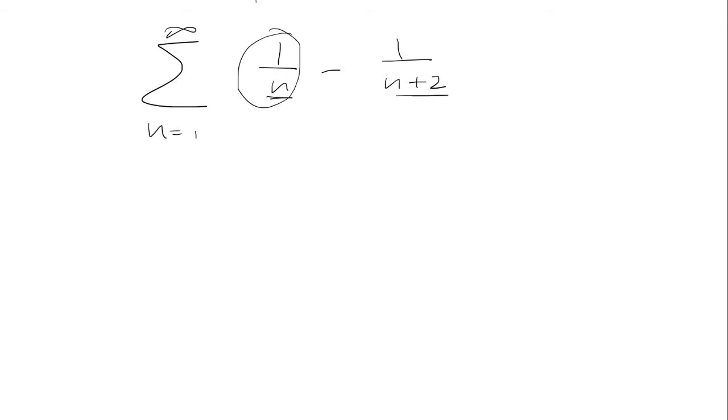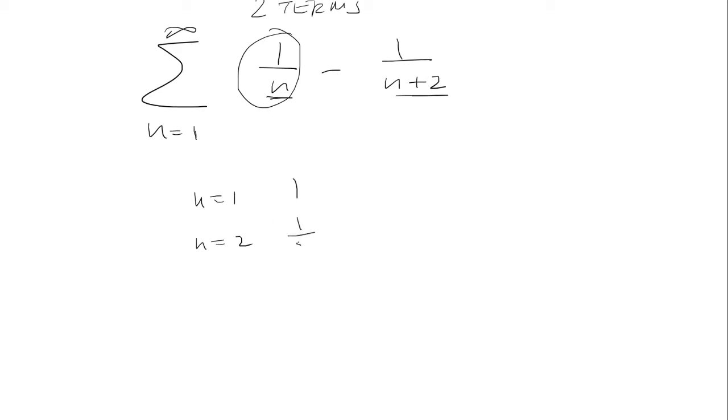The next one, the sum from n equals 1 to infinity, 1 over n minus 1 over n plus 2. This is going to be a telescoping series, and we know that n and n plus 2 are 2 apart. Therefore, the answer is going to be 2 terms of 1 over n. So first term will be starting at n equals 1, and the other one will be n equals 2.